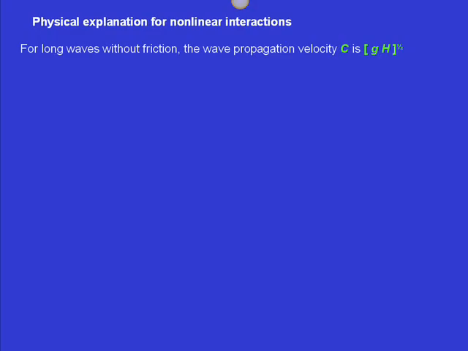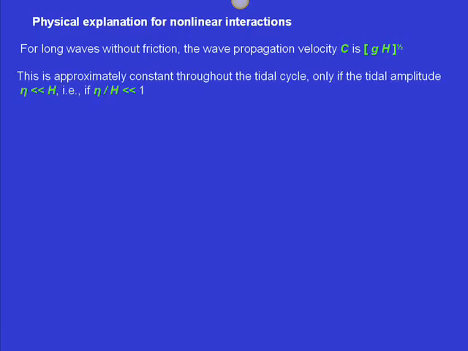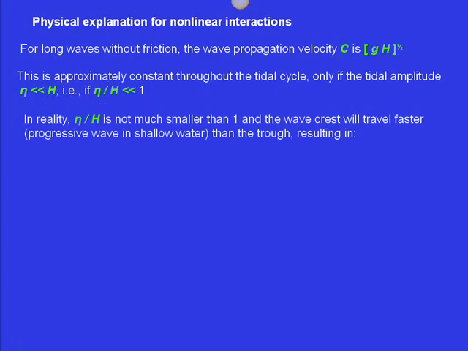We talked about this at the beginning of class: for long waves without friction, the wave propagates at the square root of gH. And this will be approximately constant throughout the tidal cycle only if the tidal amplitude eta is much smaller than h, like the example that we mentioned about the 100 meter water column. But if the ratio of eta over h is not much smaller than 1, by that we mean maybe greater than 0.2, then we have nonlinear interaction.